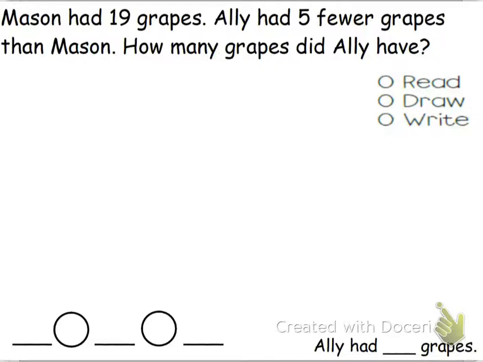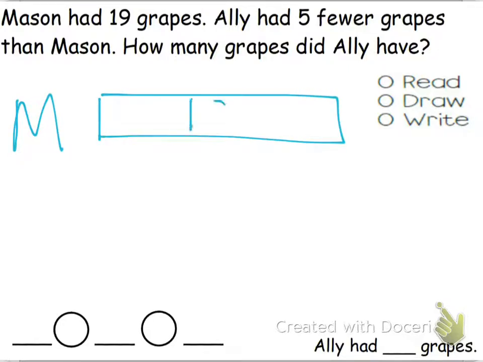Now, let's chunk it. Because Mason had 19 grapes. Now, guys, if you want to, you can always do this with me. You can always use that scratch sheet paper and that pencil to do it with me this first time and then do it on your own the next time. That's also an option if you would like. So Mason had 19 grapes. Let's draw that. My M, and then we have to draw 19.